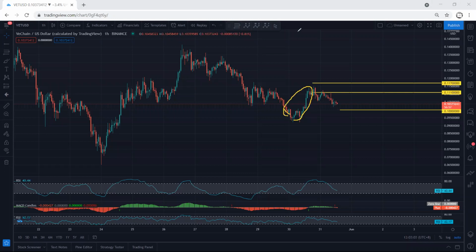And we mentioned we put the target at 0.117, which is this one. We put this one as a target and we want to see whether the price can break this soon or not.